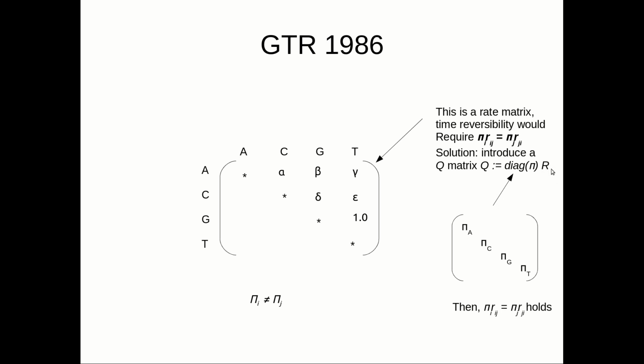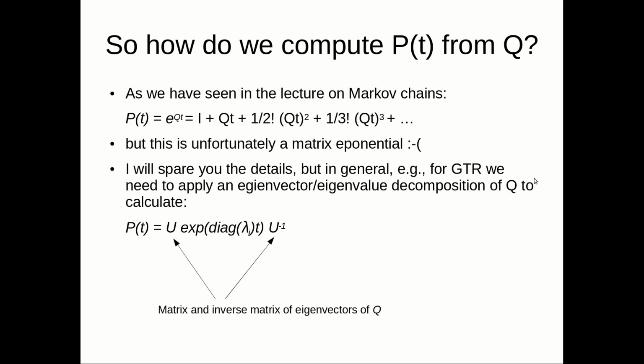Keep in mind that those rates are relative. So as long as we maintain the proportion of those rates to each other, so this remains constant, we can multiply that with any scalar. Okay. So that's how we set up our rate matrix and how we end up having this rate matrix R, but also this Q matrix Q.